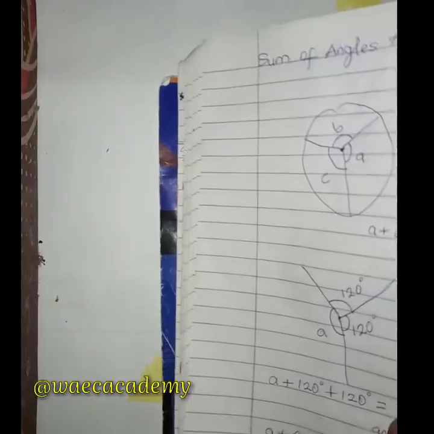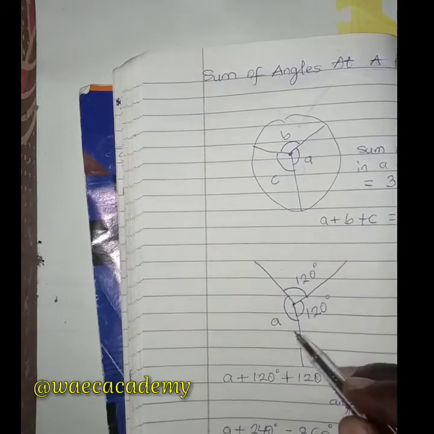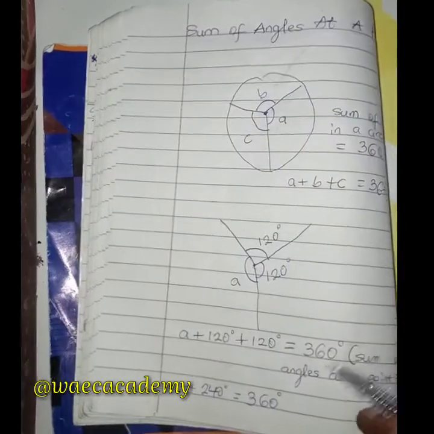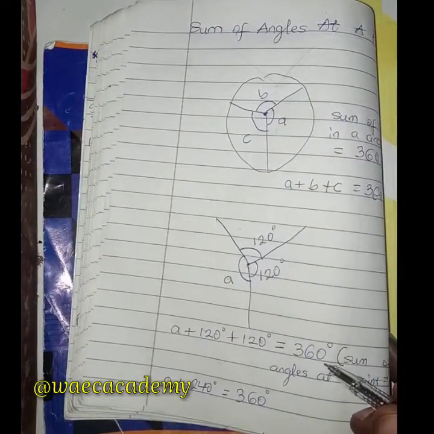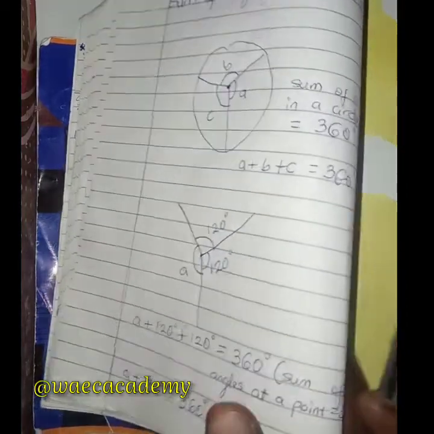That's all. Okay? So which means, what if you add 120 degrees plus 120 degrees and 120 degrees? It's going to be equal to 360 degrees, which is exactly what we said here. 360 degrees, that's the total sum of angles at a point. And that is how you deal with that.